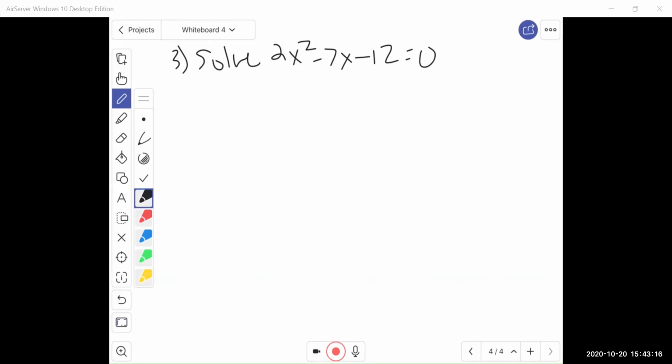So if we're going to complete the square, again, like always, we're going to move our constant negative 12 to the other side. So we're going to add 12 to both sides. So we have 2x squared minus 7x, we're going to leave some space, equals 12. So in order to solve, we need to complete the square, except that my a value is not 1 here. I have a 2x squared.